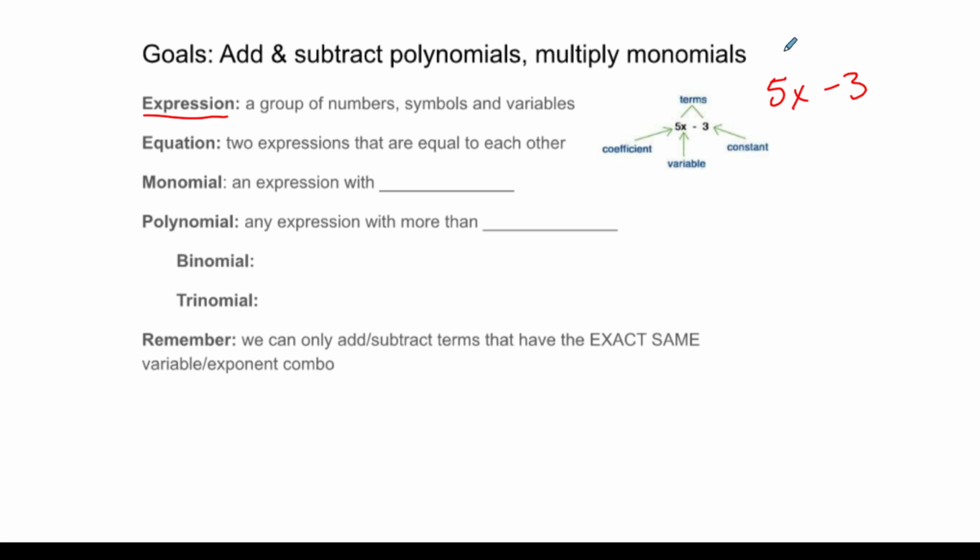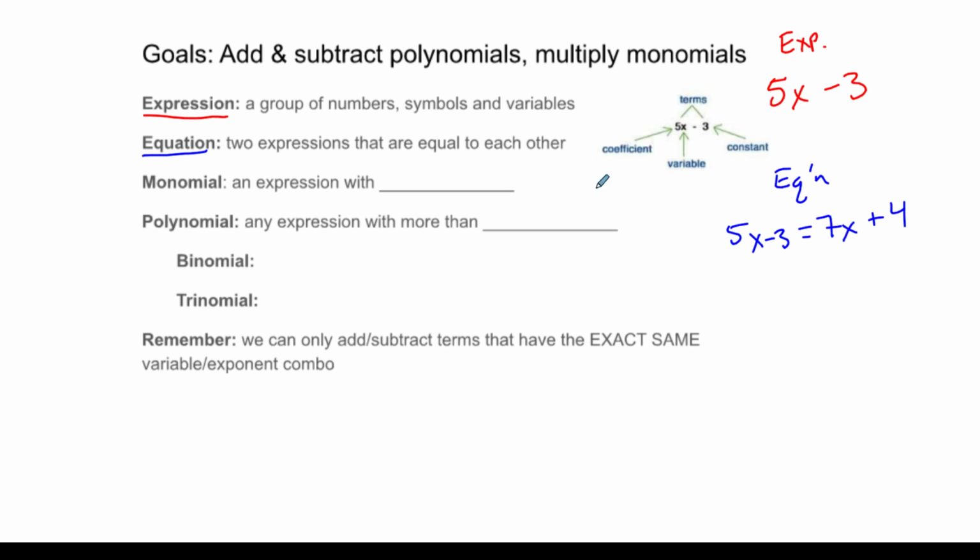Okay? So something you'll notice is that a symbol we're not going to use with expressions is an equal sign. If I put two things on opposite sides of an equal sign, then I'm dealing with an equation. So an expression doesn't have any equal signs. An equation, if I said 5x minus 3 equals 7x plus 4, now we're dealing with an equation, right? We have two expressions, and we set them equal to each other.